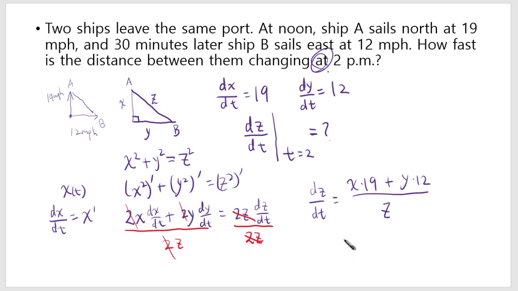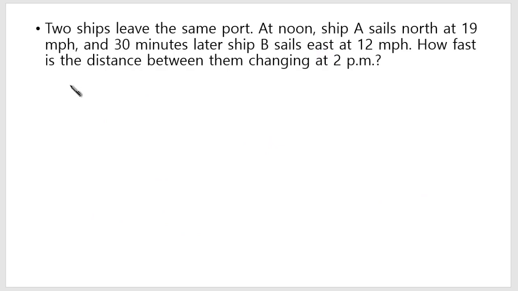Okay, now we feel like we almost have the answer, right? Not quite, because this is dz dt for any time. We're really looking for dz dt when t is equal to 2. So let's write down our result and think about what that means. dz dt is 19x plus 12y over z, and then we're looking for dz dt when t is equal to 2.